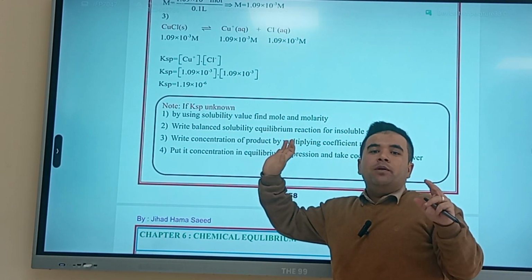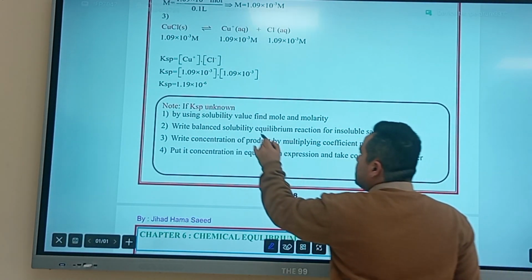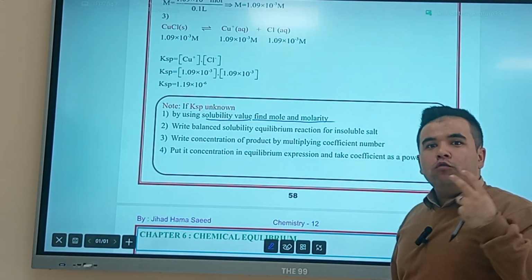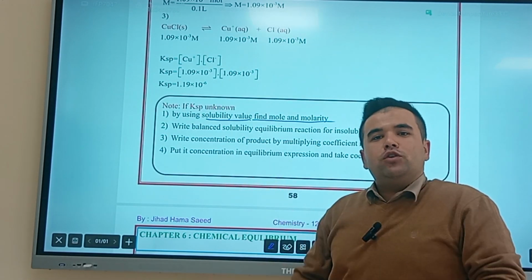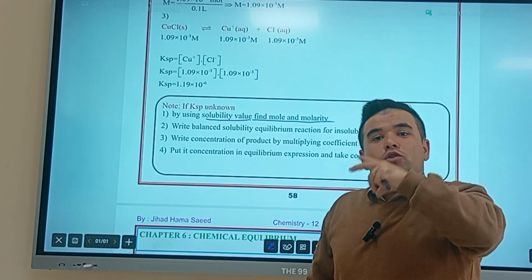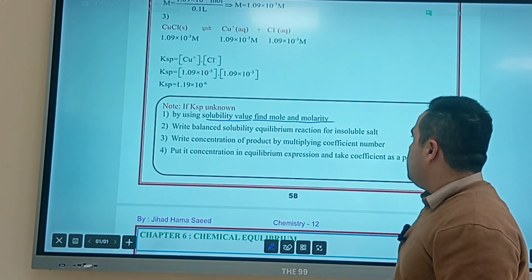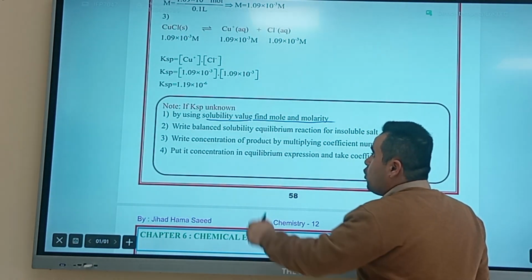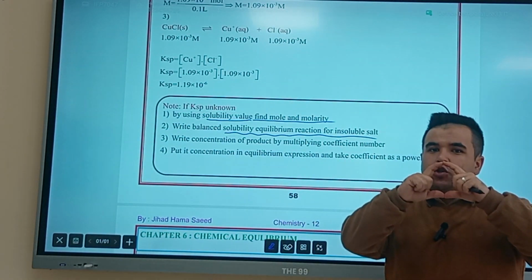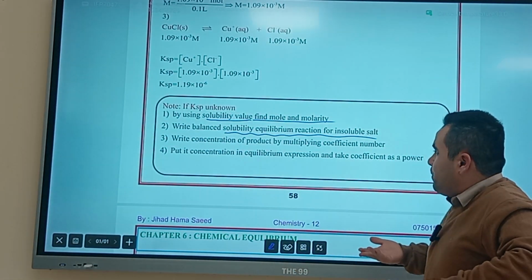If KSP is unknown, how to calculate KSP? First, by using the solubility values, find the mole and molarity. You have to use the solubility data, how many grams per 100 grams of water dissolved, and convert that solubility data into the mole, and then we'll convert the mole to molarity. Write the balanced solubility equilibrium reaction for the insoluble salt. You have to write the dissociation equation and then balance it, and then write the equation for the KSP.